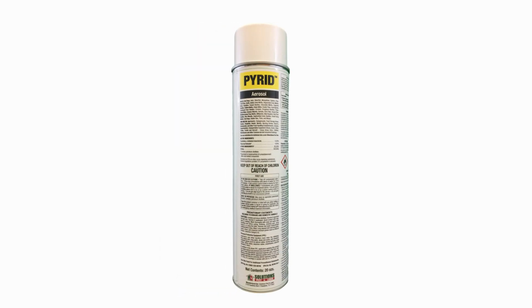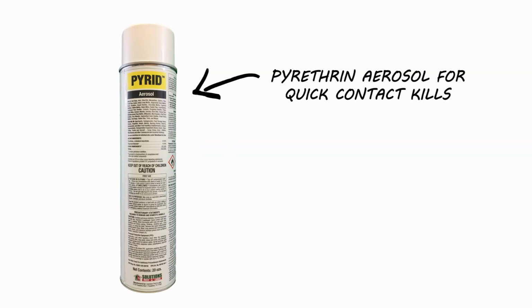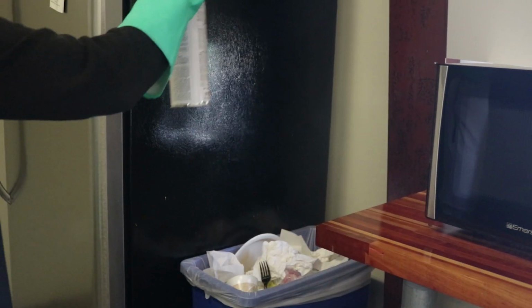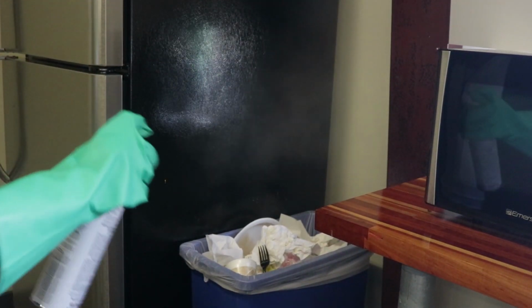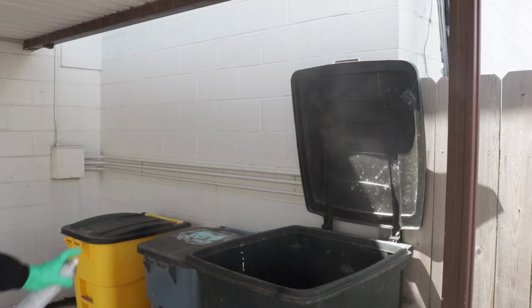Finally, use Pyrite aerosol as a space spray to kill any remaining fruit flies. This is a pyrethrin aerosol that provides quick contact kills. Pyrite is also great for eliminating many other pests. Spray the Pyrite where you see fruit fly activity. This does not have a residual, so flies must come into contact with the spray to be effective.